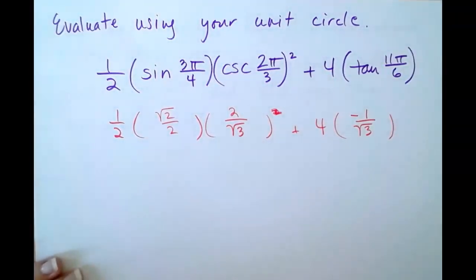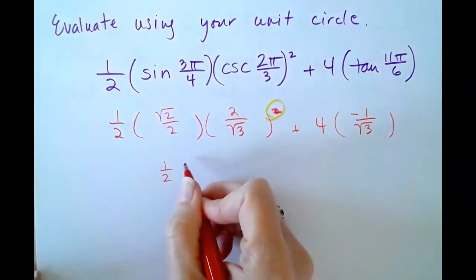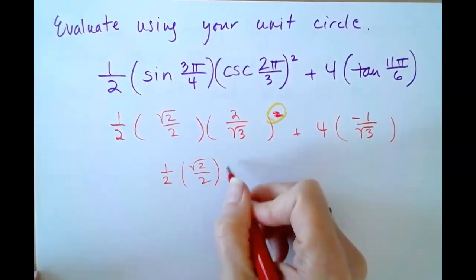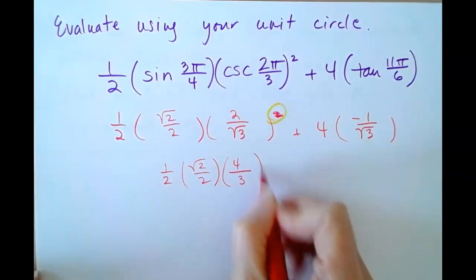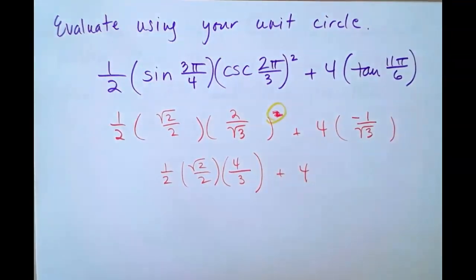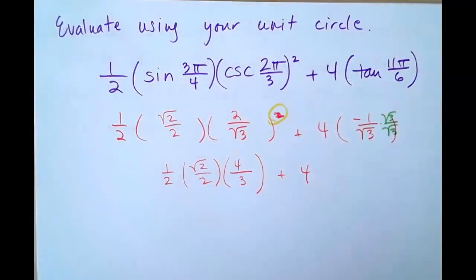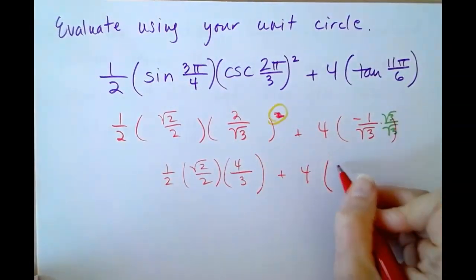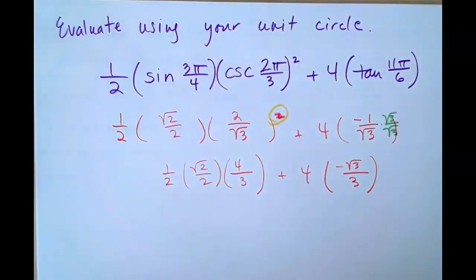So follow order of operations, and in doing that, we have to deal with that exponent first, so we're going to square this. So 1/2 times root 2 over 2, times 2 squared is 4. Root 3 squared is 3, plus 4. Let's go ahead and rationalize this little guy first. So let's multiply by root 3 over 3. So this is going to turn into 4 times negative root 3 over 3.